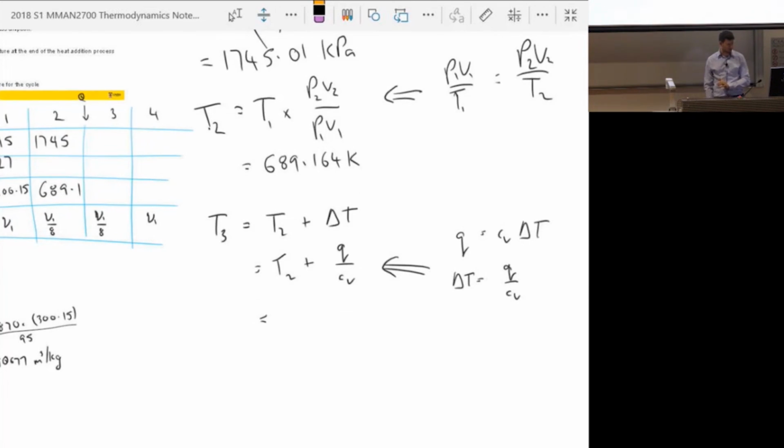If I do something grossly incorrect, pull me up on it. If I do something a little bit incorrect, pull me up on it. So 689.1 plus 750 divided by 0.718 kilojoules per kilogram Kelvin. That's Kelvin. And I get 1733.73 Kelvin. So that's our temperature at state point 3.